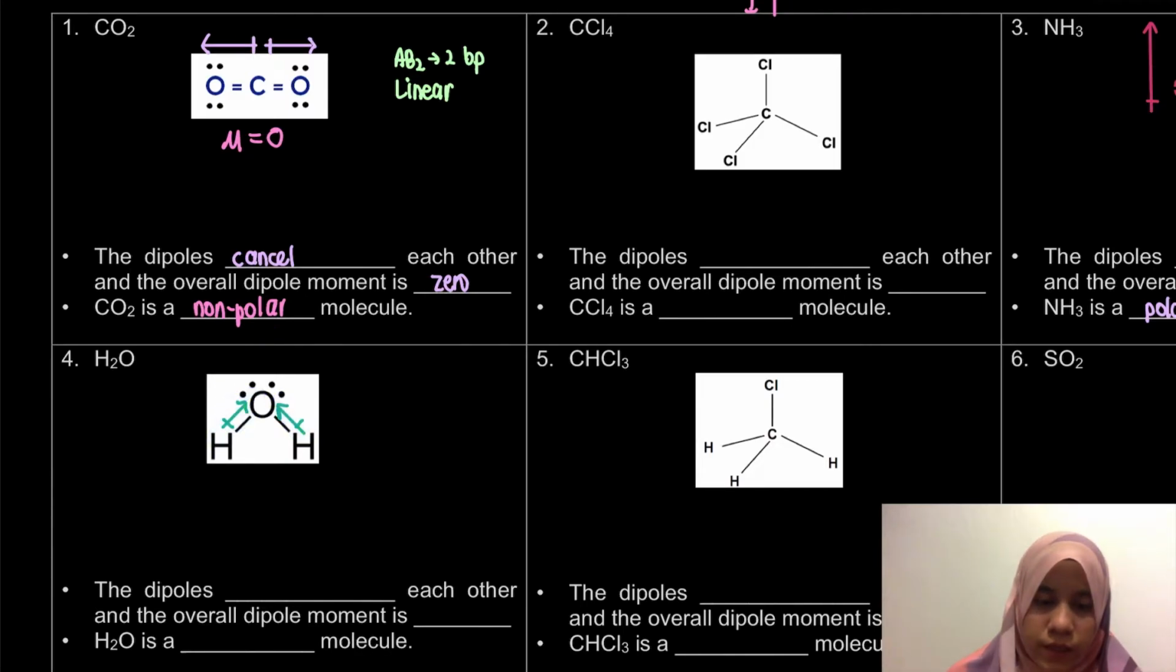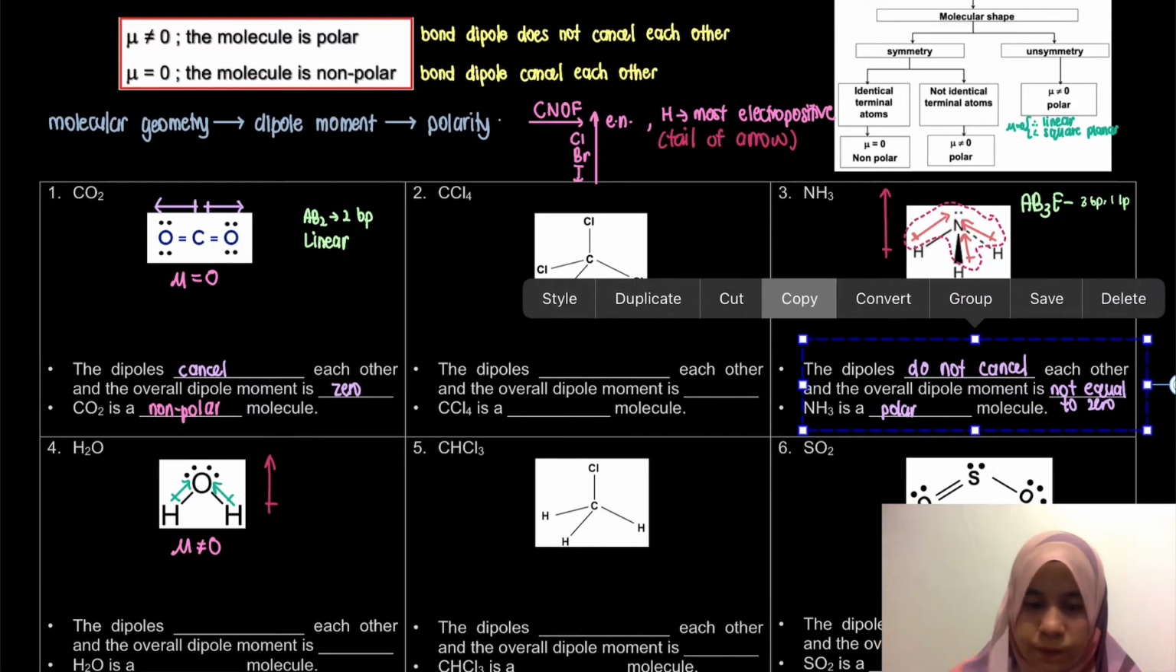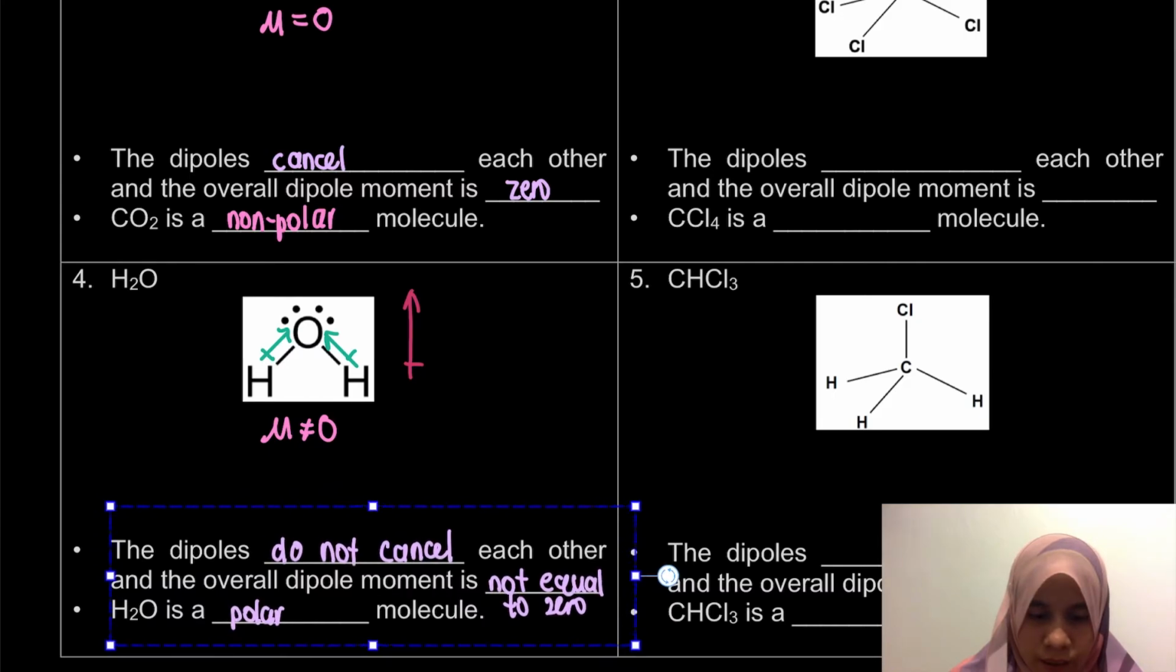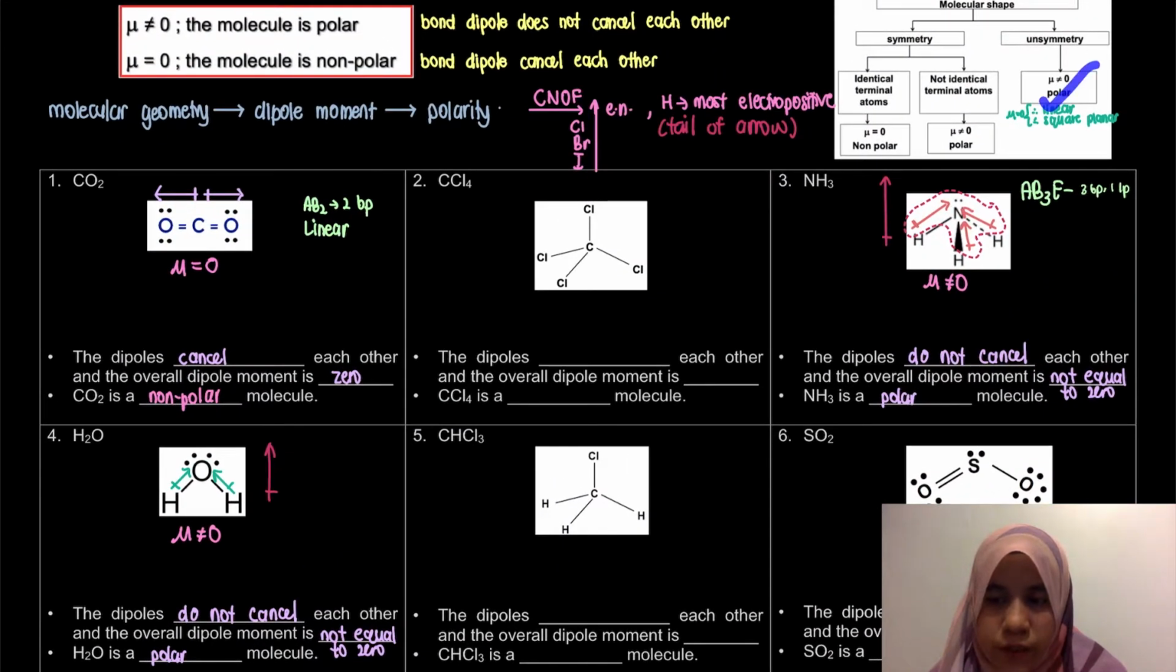So what happened here is that, okay, so this is my dipole moment. My resultant dipole moment nanti dia akan jadi ke atas lah. It will not be cancelled out. So the resultant dipole moment here will be upward. So what will happen is that our mu is not equal to 0. So sama juga macam tadi, how do we explain it? So kita katalah the dipoles do not cancel each other and the overall dipole moment is not equal to 0. Hence H2O is a polar molecule. Okay. So itu adalah untuk this part, unsymmetry.